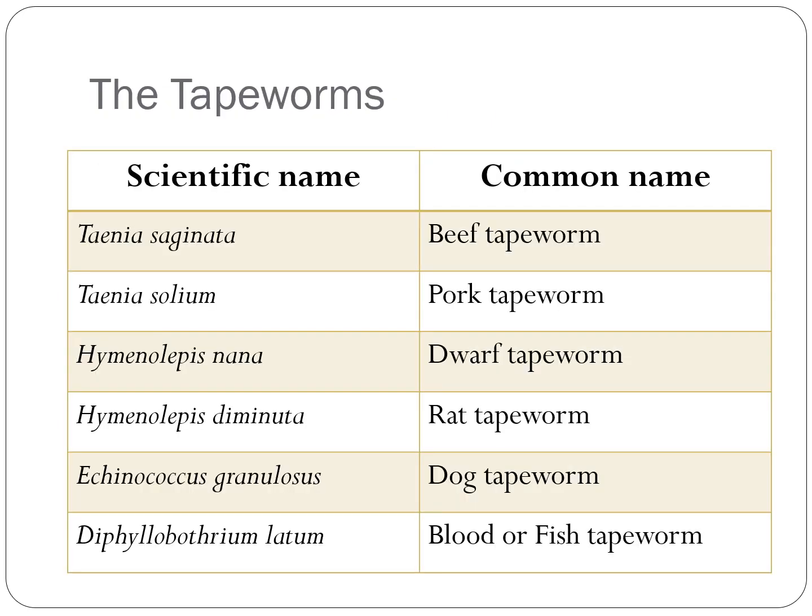So here on this slide, what I've done is I've posted the scientific names for all the tapeworms we're going to talk about in this unit, and then also the common names, okay? So make sure that you're familiar with both. Taenia saginata is the beef tapeworm. Taenia solium is the pork tapeworm. Hymenolepis nana is the dwarf tapeworm, and actually nanos means dwarf in Greek, so nana means dwarf-like. Hymenolepis diminuta is the rat tapeworm. Echinococcus granulosus is the dog tapeworm, and finally we have Diphyllobothrium latum, which is the fish tapeworm.